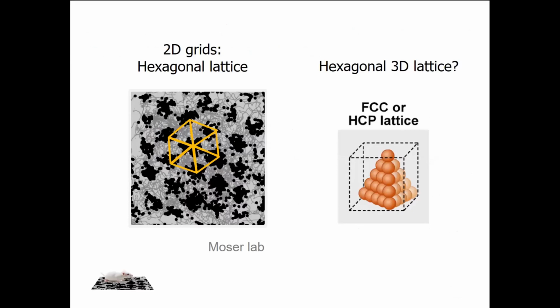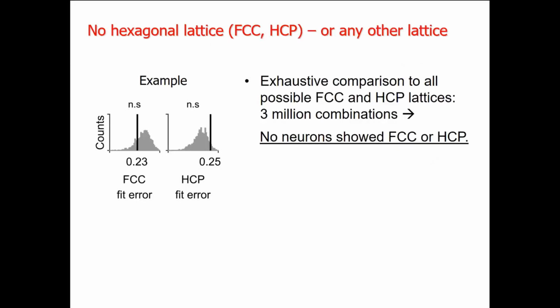Next, we asked, is there a hexagonal lattice, this 3D lattice that is a 3-dimensional generalization of the 2D grids found on 2D surfaces? And the short answer is no. It's hard to show a negative result because we worked for 2-3 years trying all sorts of analysis, and the short answer is that nothing worked. We could not find any hints for any 3-dimensional global lattices like an FCC or HCP lattice that fills space.